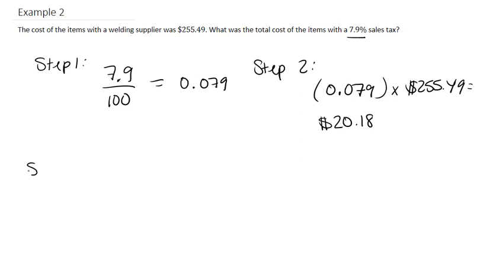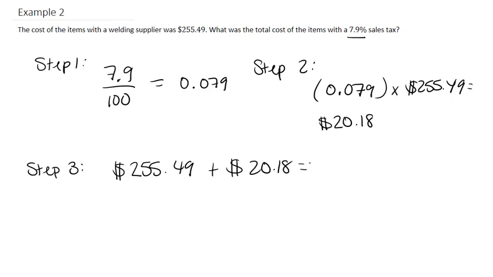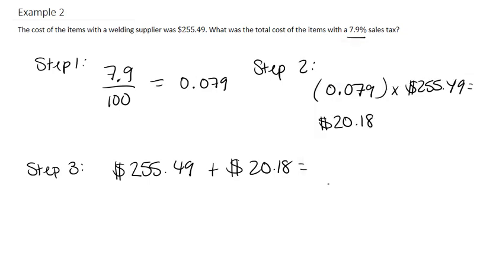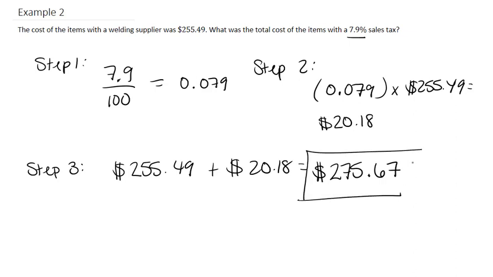Then step 3 is to add to get to our final cost. So we add 255.49 plus $20.18, and we get our final cost. So when we add this with plus 255.49, we get 275.67. And this would be our final cost.